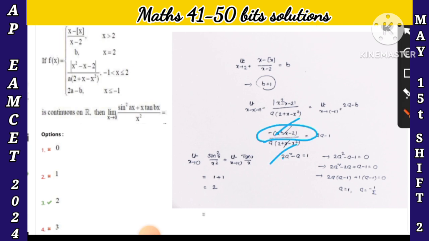Now these two values are cancelled. Here under the modulus, we have to take the negative sign by removing the modulus sign. What is the region in these?